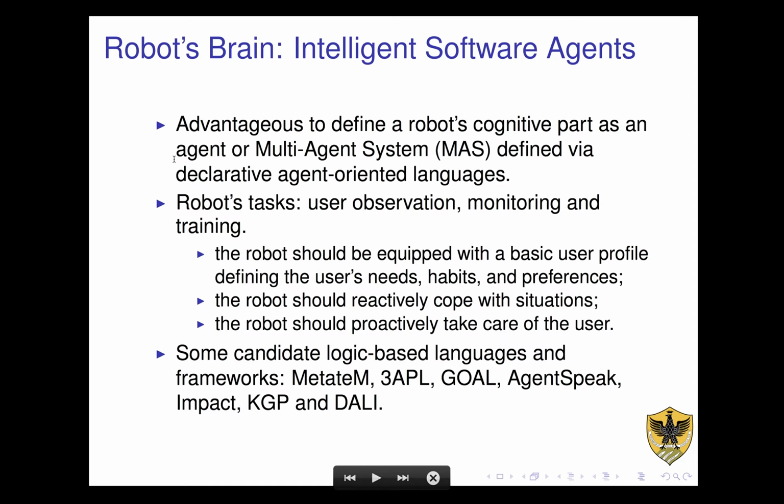Then let's talk about the part of the robot control that would be done by multi-agent systems defined by declarative agent-oriented languages. So mostly the task would be to observe the user and monitor the user's behavior, for example, whether he is taking the right medication and doing things at the right time, and also training the user, because the user has to be trained to do these things over the day schedule. So the robot needs to have a basic user profile that stores everything about the user's needs in terms of medication, habits, and also preferences.